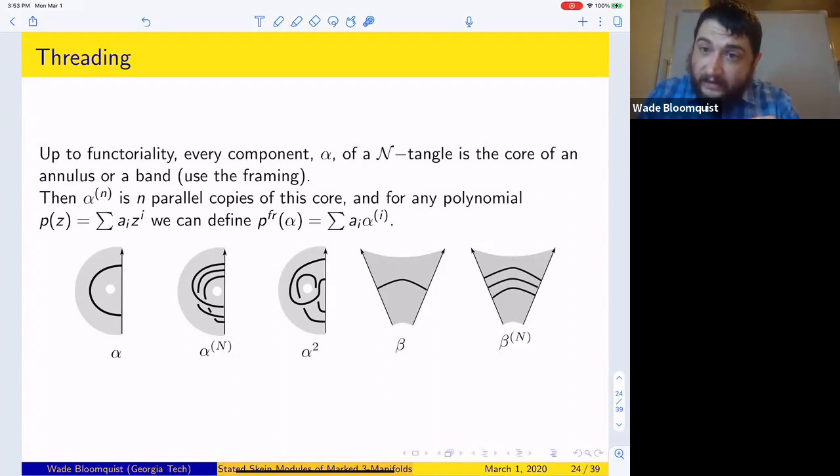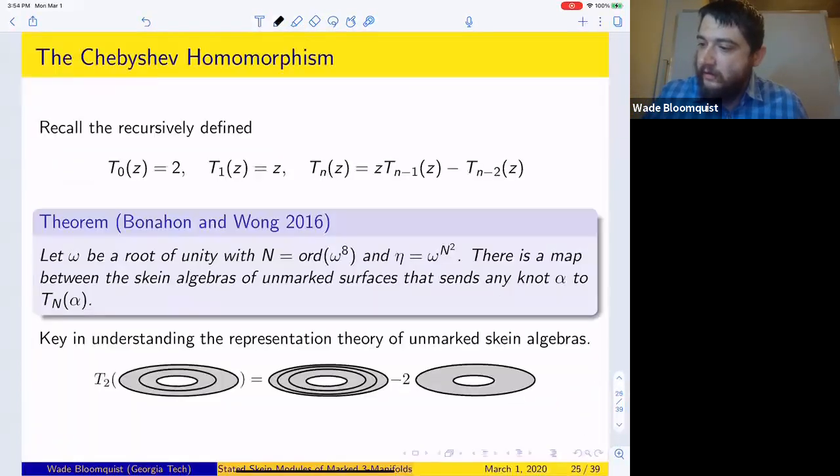Inside of that annulus that this is the thickening of, you want to take powers in there and not with the algebra structure. Notice that this right here is not alpha 2, but not particularly important. The Chebyshev homomorphism is taking a framed link and replacing it with powers in that annulus by Chebyshev polynomials. So that's great.